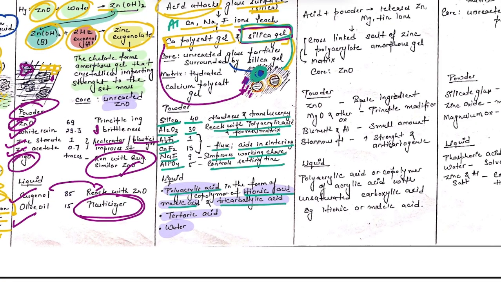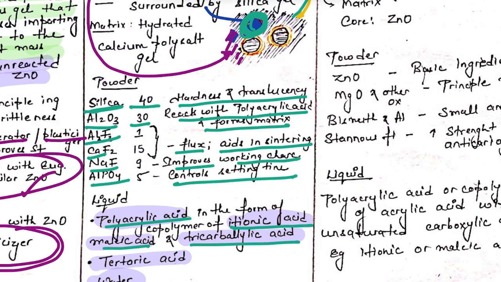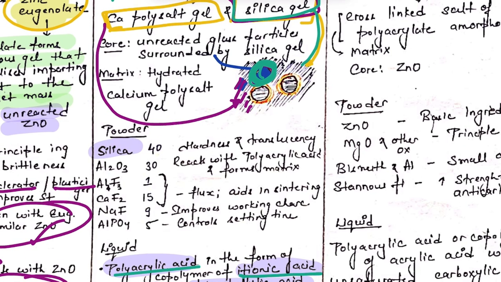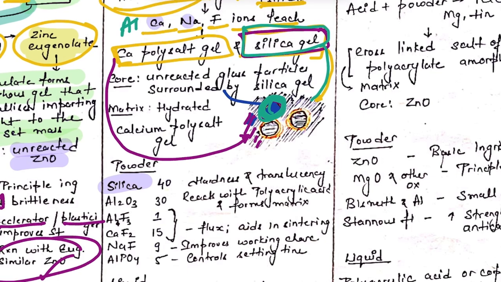The setting reaction will help you to memorize this. So let me go over it once again, just to help you memorize the composition, because this one is slightly more complicated. First, you would know that we have silica, the major component. Then we talked about the ions leaching: calcium, sodium, phosphate, and aluminium ions leaching into here.